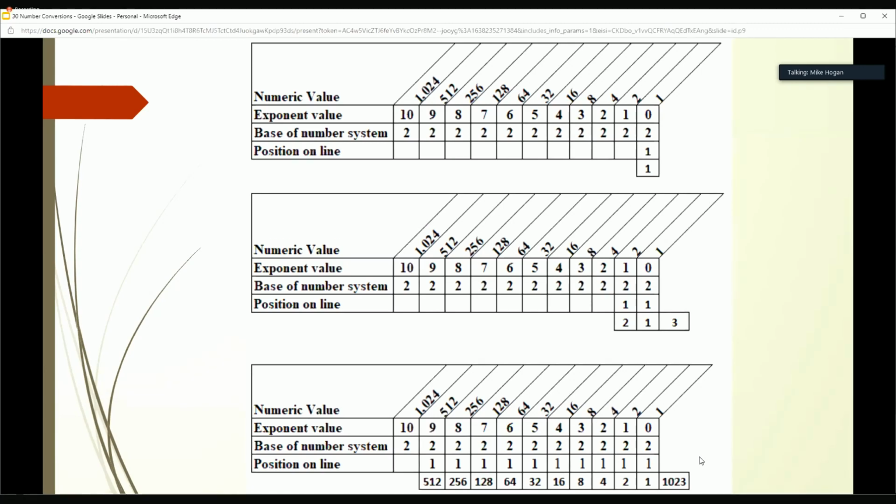So we're doing the same thing that we're already accustomed to doing with decimal. It's just we're doing it with binary, meaning that we've only got 2 numbers, a 0 or a 1.